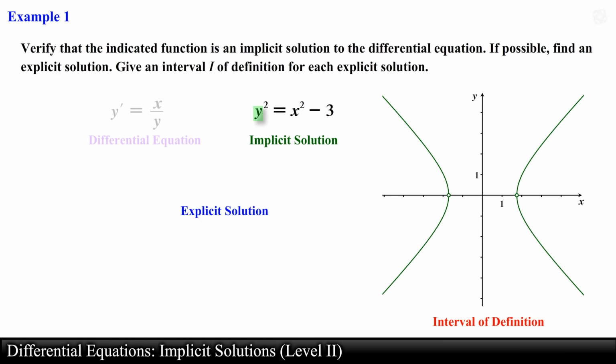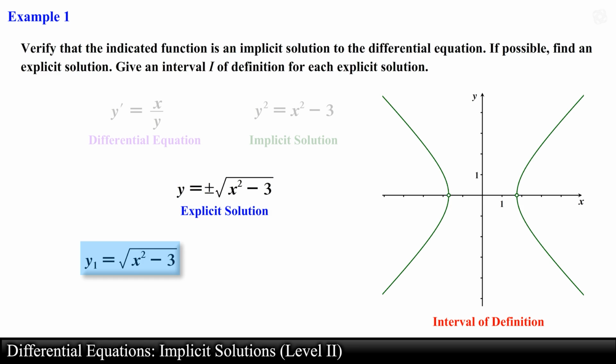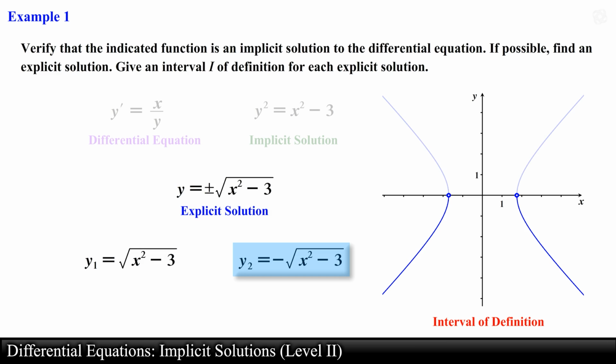Looking at the implicit solution, we see that solving for the variable y is fairly straightforward. It's just a matter of taking the square root of both sides of the expression. Doing that, we obtain the following. y equals positive negative the square root of x squared minus 3. Here we have two explicit solutions. One represents the upper and the other represents the lower half of the hyperbola.